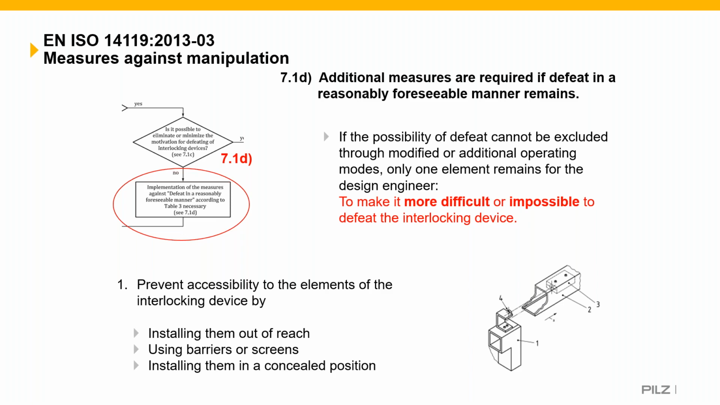7.1d, additional measures are required if defeat in a reasonably foreseeable manner remains. So if the possibility of defeat cannot be excluded through modified or additional operating modes, only one element really remains to the design engineer, and that's to make it more difficult or impossible to defeat the interlock itself. And so a way of doing that would be to install them out of reach, physically hide them so you can't see that they're there, use barriers or screens, and, as I said, install them in a concealed position.